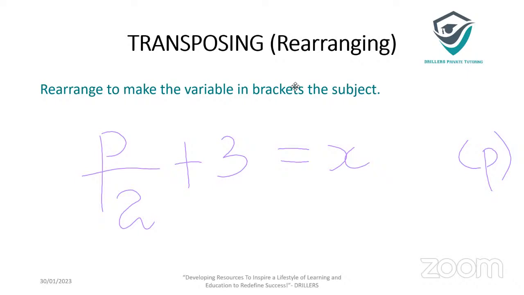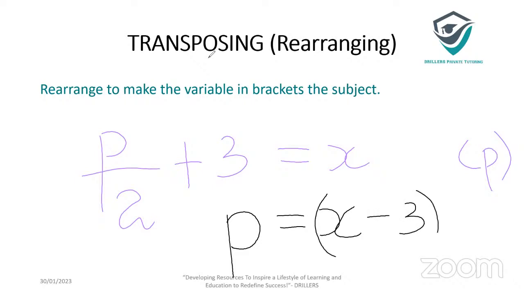So what will your answer be? I'm not going to work it out. What I'm going to do is just tell you the answer. So on your own, you can work it to see if you get what I have. So if we make P the subject, P is equal to X take away 3. All of that is multiplied by 2.